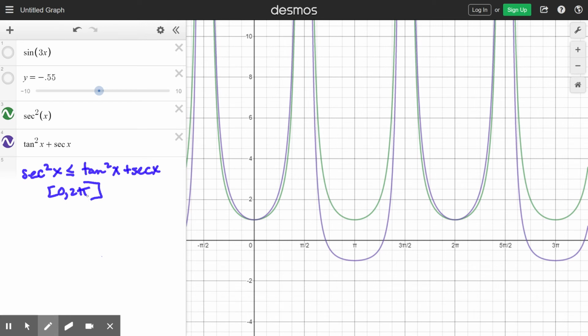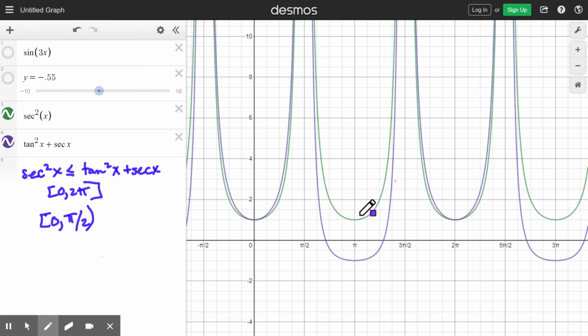So what I'm going to do is I'm going to say, okay, where is the green below the purple? Okay, that looks like it happens from 0, and then it approaches an asymptote. So that asymptote is at pi over 2. So my first solution is 0 to pi over 2. Again, I'm just looking at where it's below. Now, since it's an asymptote, it can never equal it, so it's an open bracket.